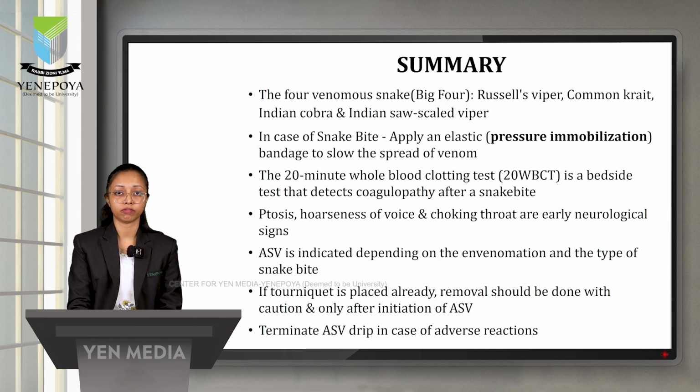Ptosis, hoarseness of voice, choking throat are early neurological signs. Anti-snake venom is indicated depending on the envenomation and the type of snake bite. If a tourniquet is placed already, removal should be done with caution and only after initiation of anti-snake venom. Terminate anti-snake venom drip in case of adverse reaction.